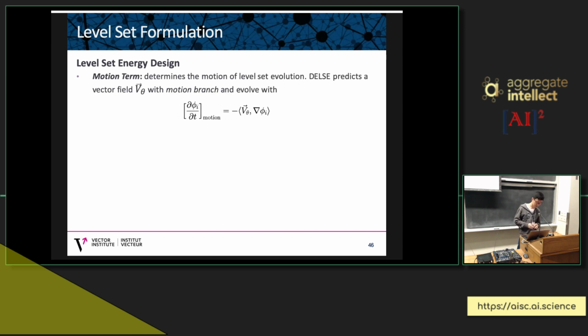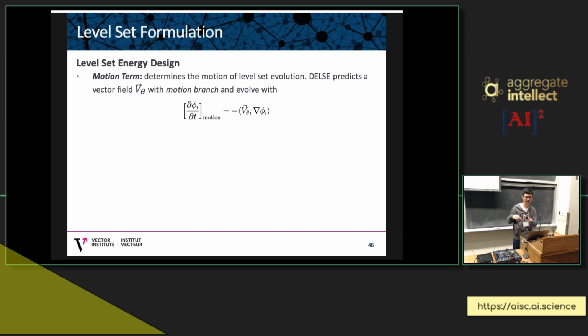So the first term is the motion term. The motion term determines the motion of level set evolution. It tells at each location, if the curve lies on that location, where should it move? For example, if we want to segment the desk, but the curve actually lies outside the desk, then it should move inward. So this is the motion term.